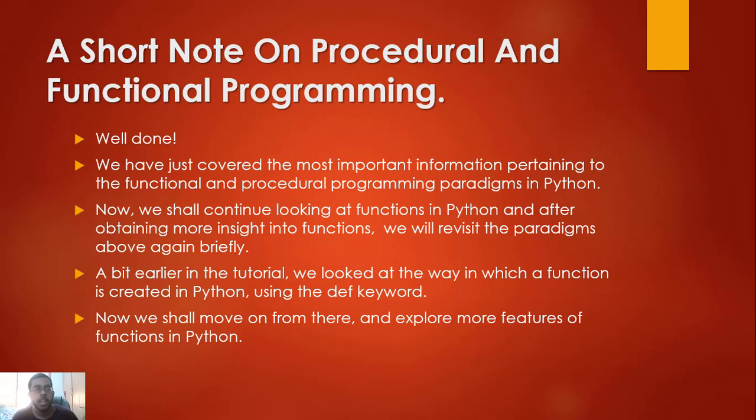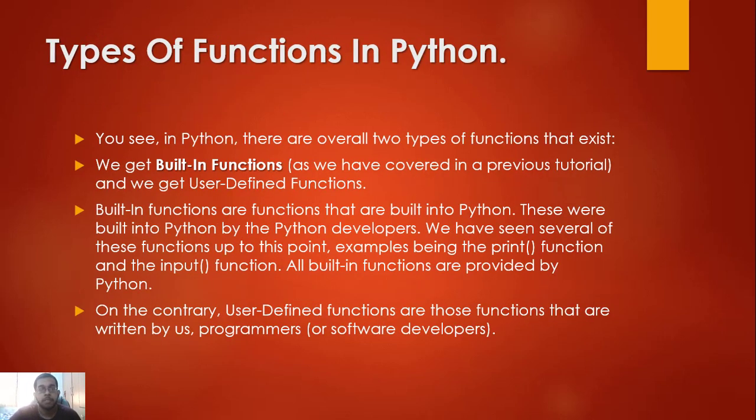A bit earlier in the tutorial, we looked at the way in which a function is created in Python using the def keyword, def or define. Now, we shall move on from there and explore more features of functions in Python. Types of functions in Python. You see, in Python, there are overall two types of functions that exist. We get built-in functions, as we have covered in a previous tutorial, and we get user-defined functions.